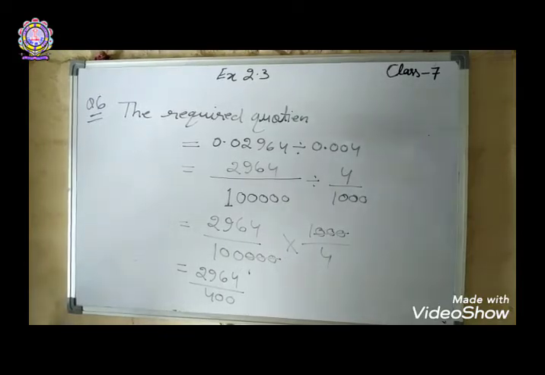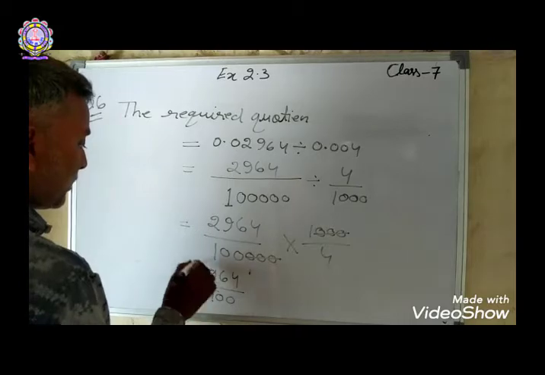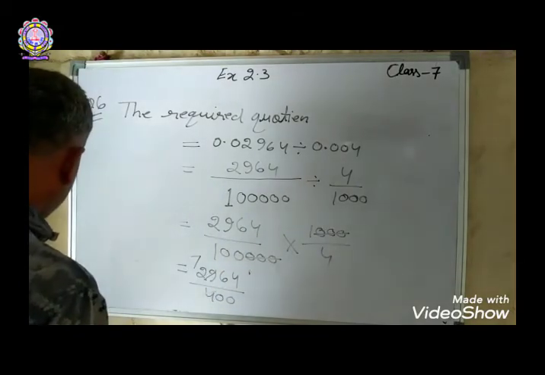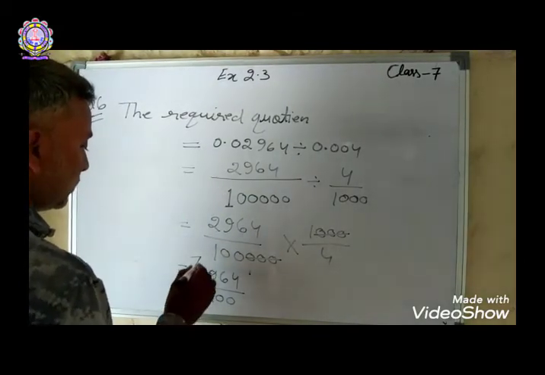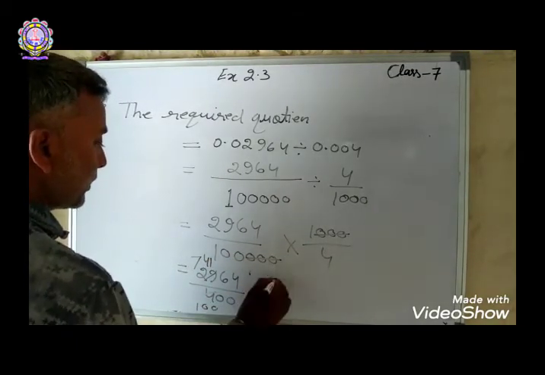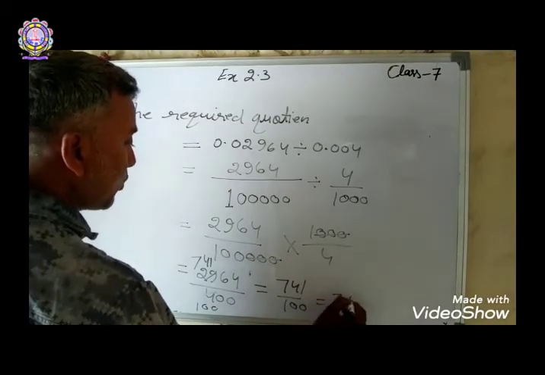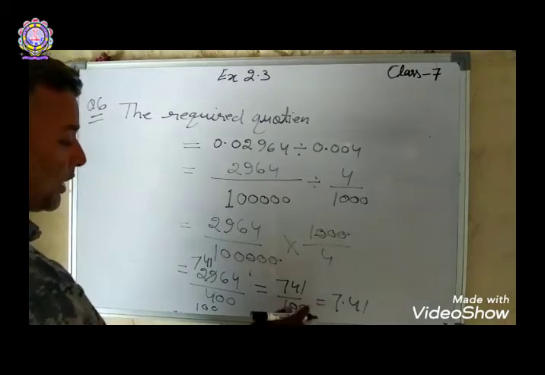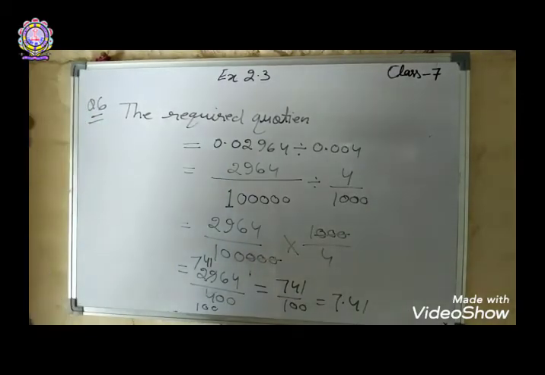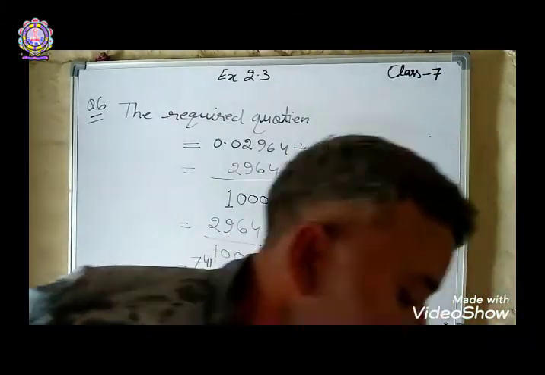So multiply it and you divide it. How do you get it? Divide by 4: 4 7s are 28, 4 4s are 16, 4 1s are 4, upon 100. So it is 741 upon 100. Hence 7.41. So we use the decimal 2 places. So this is question number 6.